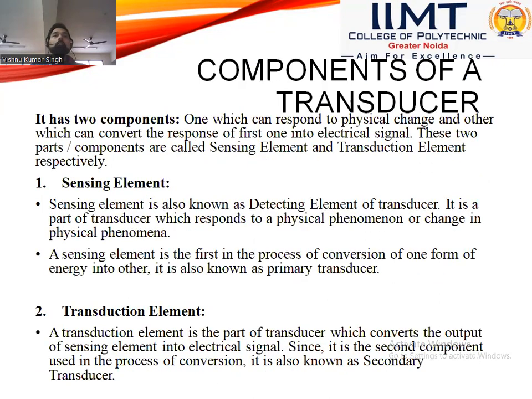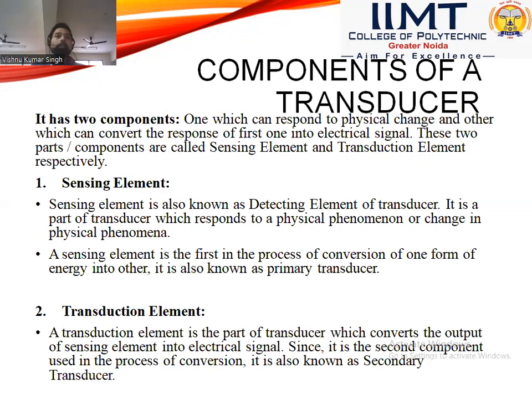Now let's see what are the components of a transducer. It has basically two main components, one which can respond to the physical change and other which converts the response of the first one into electrical signal. These two parts are called sensing element and transduction element.